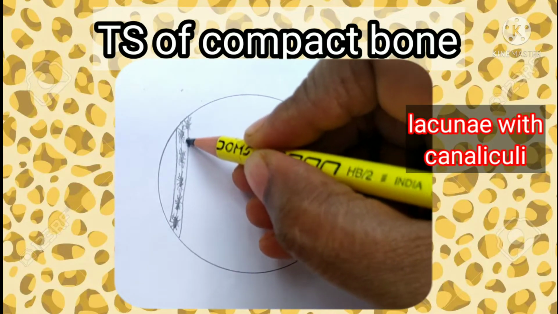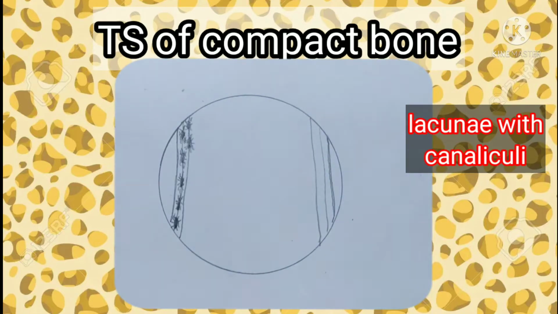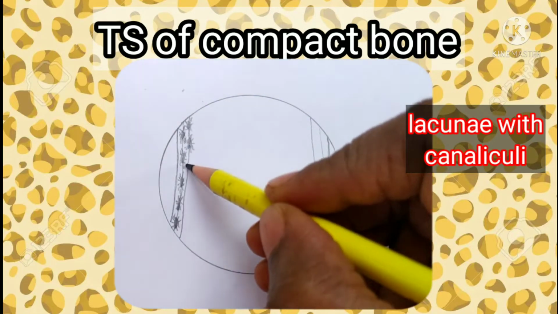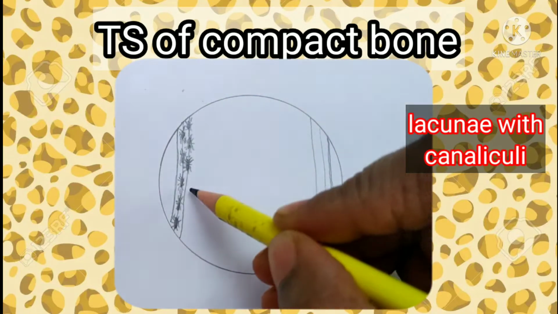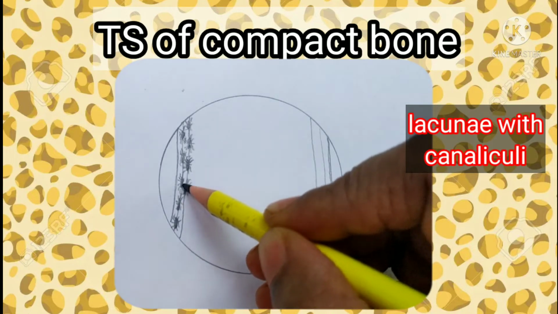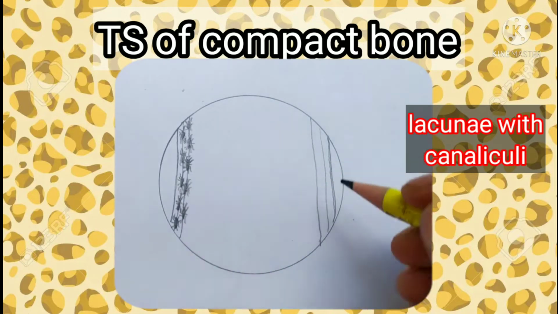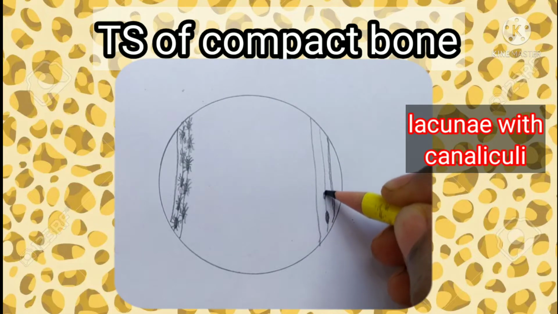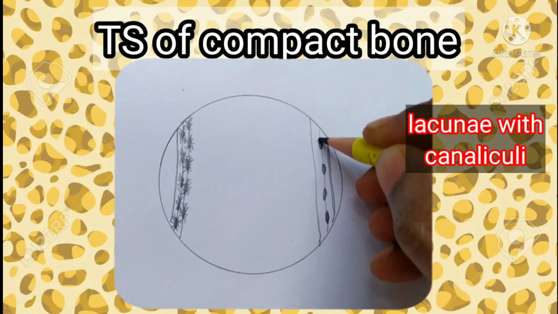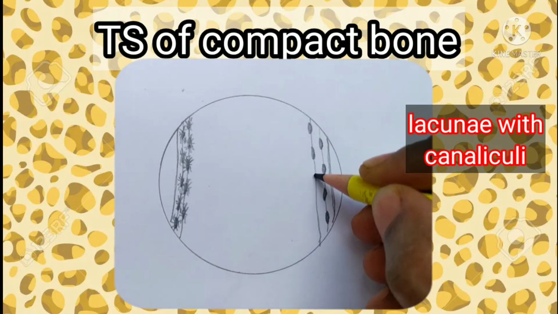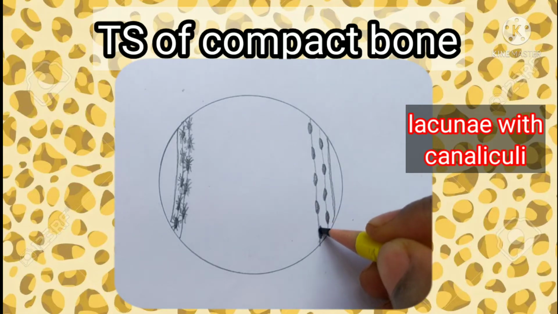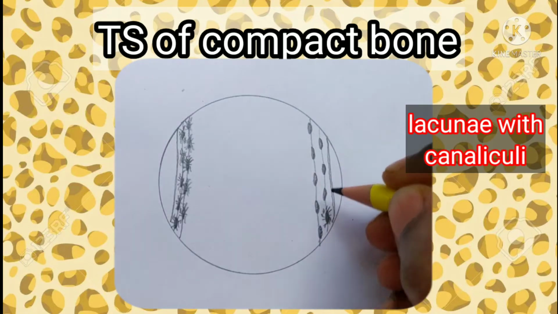In between the layers, or lamellae, we have lacunae, or spaces. Inside the spaces we have osteocytes. The osteocytes are connected to one another by capillary-like tubules, the canaliculi, through which the cellular projections of the osteocytes communicate with the neighboring cells in the next lamellae.